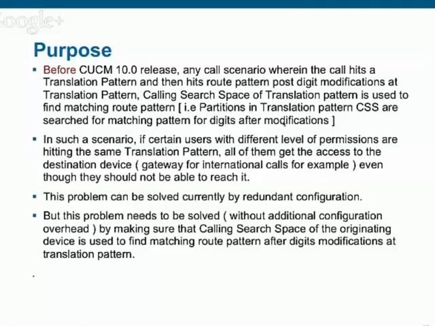Over a period of time, through user experience, they figured out they could dial international, but this is how some phones behave. Some people can dial, some people cannot. What we found is that some people had access to the translation pattern, which in turn had access to the route pattern, whereas the people who couldn't dial had access to neither. They couldn't access the translation pattern or the route pattern for international dialing.